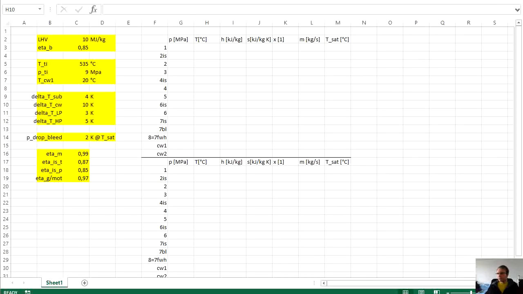So keep your process flow diagram somewhere handy, and let's fill the values that we know directly. So we know that at point 5, turbine inlet, we know the pressure, which is specified as 9 megapascals. We know the temperature, specified as 535 degrees C. So point 5 is temperature turbine inlet, pressure turbine inlet.